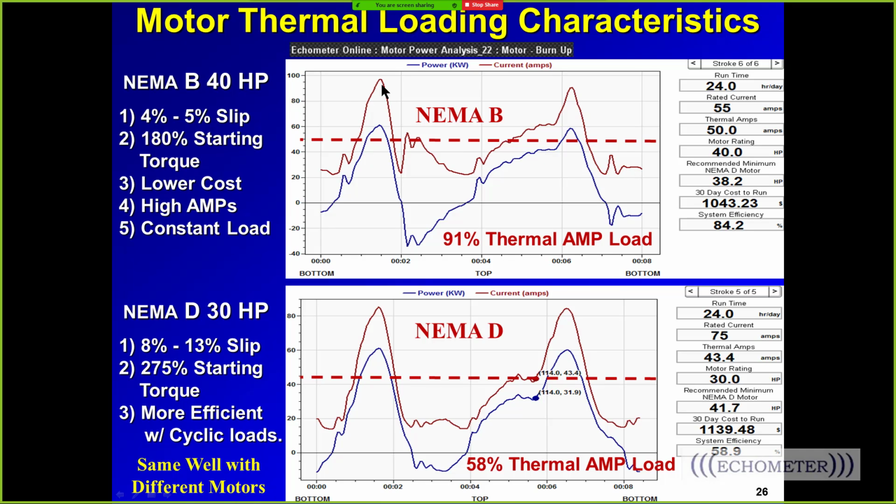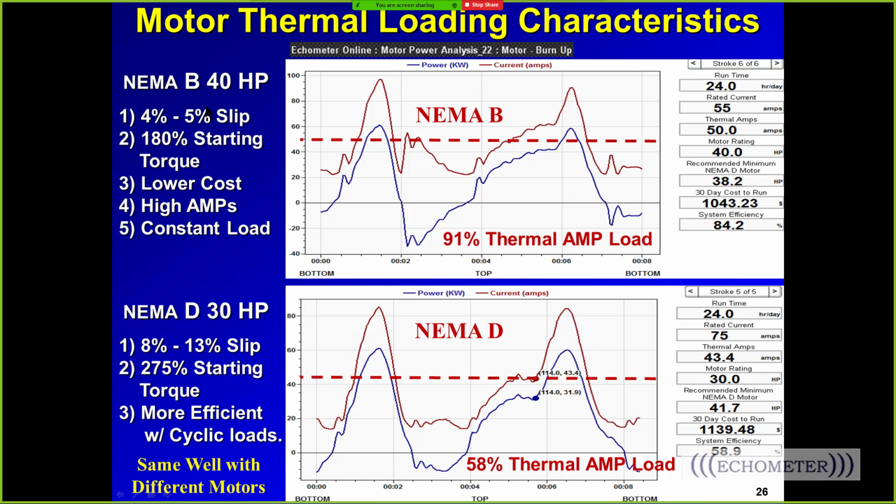And so when you look at this current right here, the red line, notice that the current's going almost to 100 amps. Once we change out to the NEMA D motor, the peak current's less, and the thermal load here is less. It's 58% of the motor rating. So by using a smaller NEMA D motor, we got better performance. We got less thermal losses, less energy loss to heating, just by picking the right kind of motor.